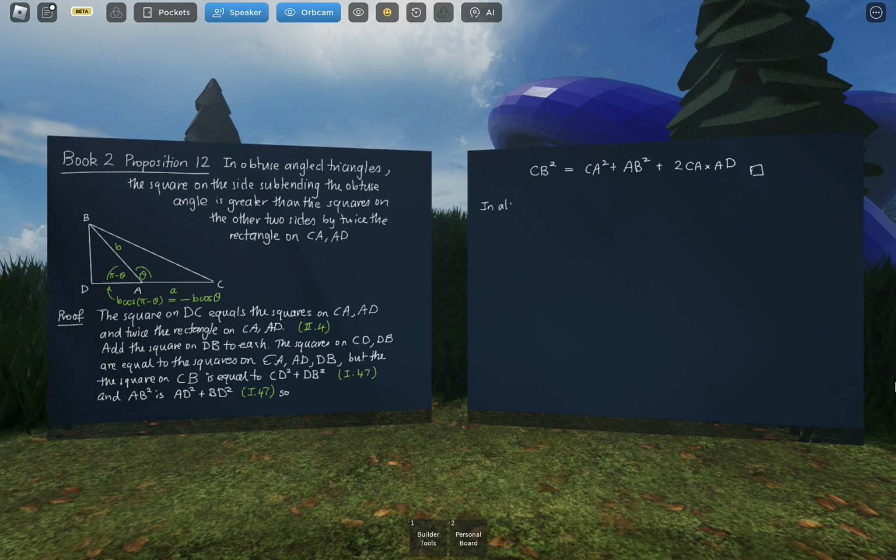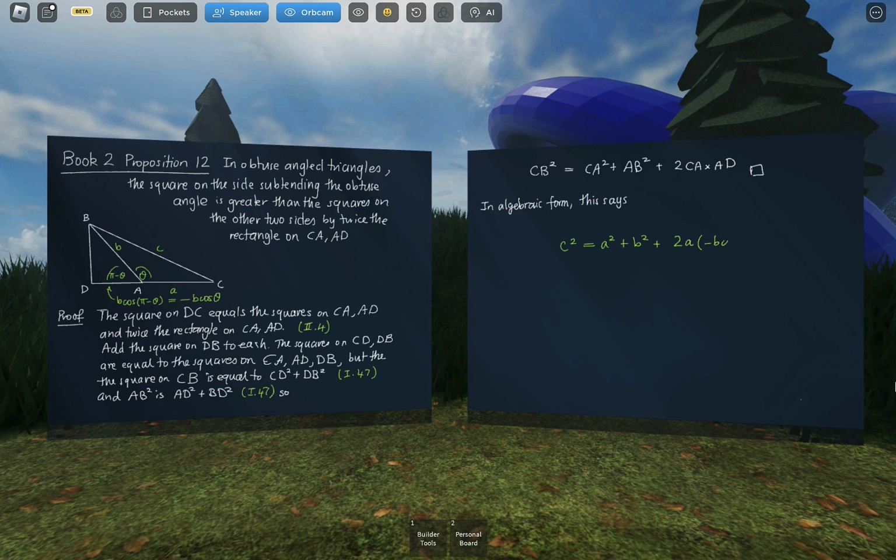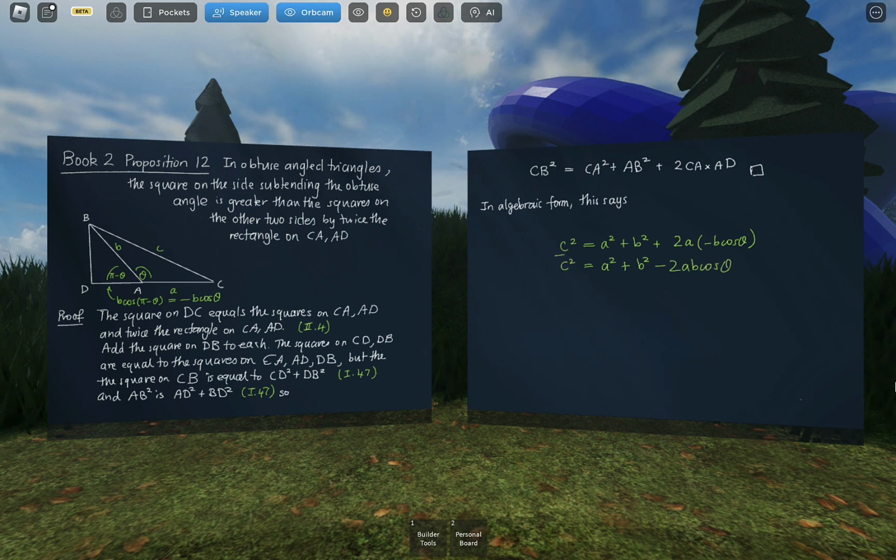So in algebraic form, I'll call this C. This says C squared is equal to A squared plus B squared plus 2 CA, AD, so that's 2A and AD. Oh, no, yeah, okay. AD is minus B cosine theta. So that's A squared plus B squared minus 2AB cosine theta, which is, of course, the law of cosines.